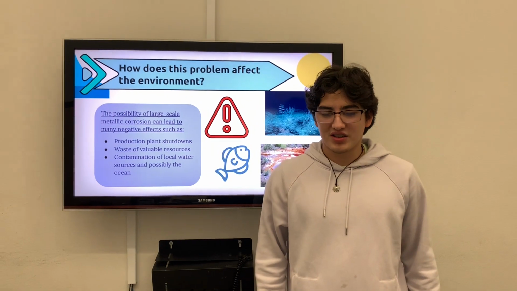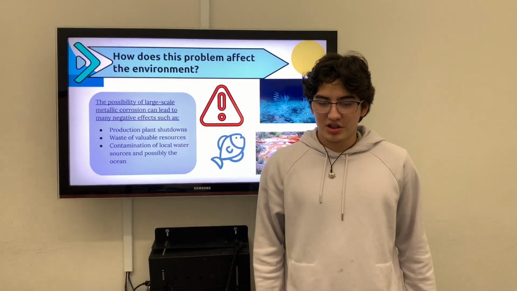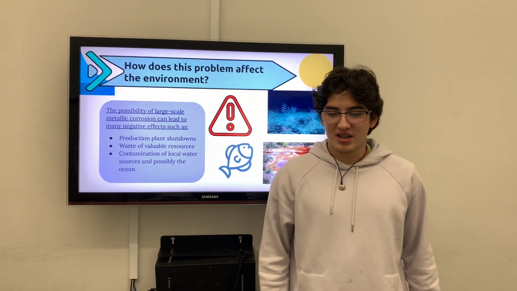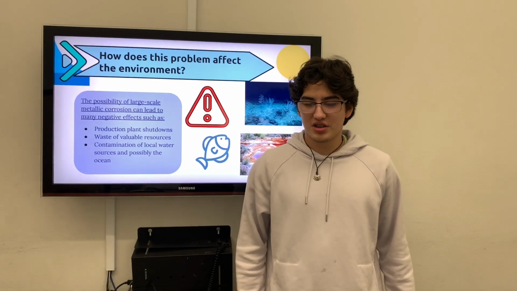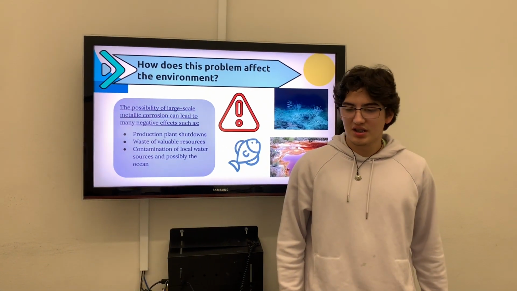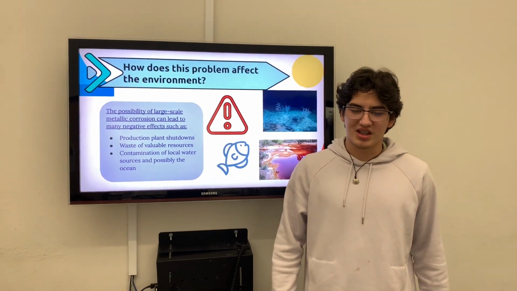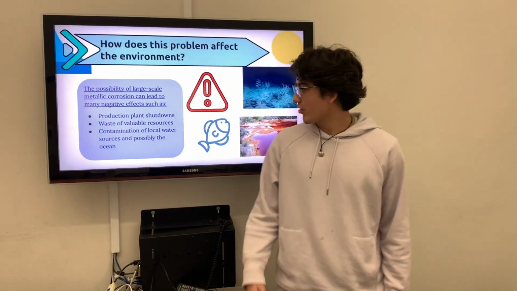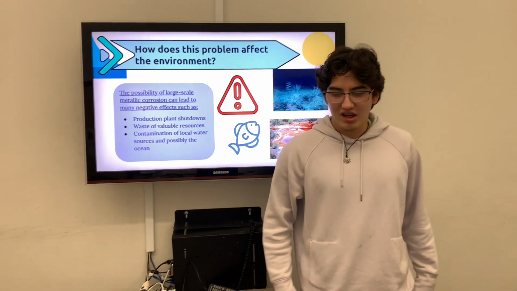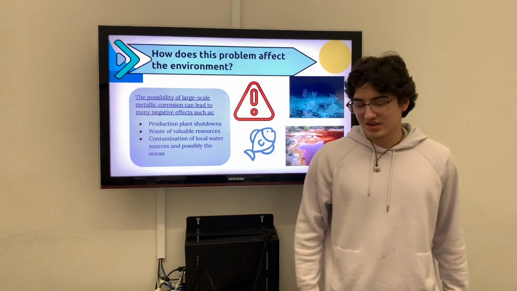So how does this affect the environment? The possibility of large-scale metallic corrosion can lead to many negative effects, such as plant shutdowns, which means basically the plant just dies because of the contamination that happens in the water, which I talk about in that point, and the waste of valuable resources.